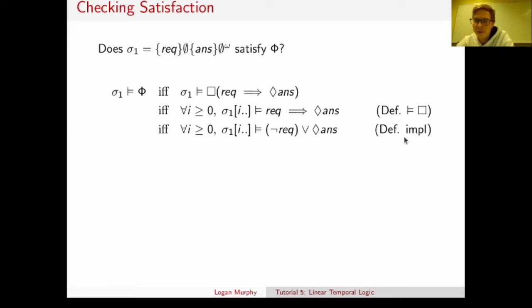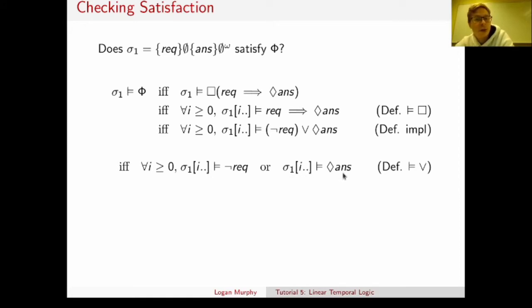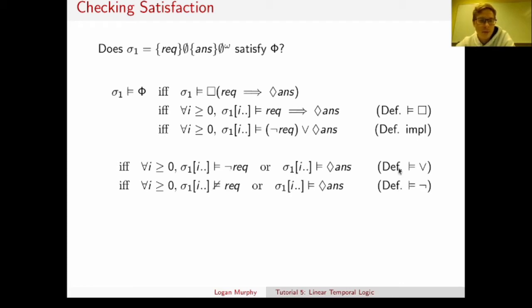Okay, that's just by the definition of implication. Now I want to get rid of this disjunction operator. And we know how to interpret disjunction with respect to the satisfaction relation. This is the equivalent sentence. It says for any I, either sigma 1 at I satisfies not rec, or sigma 1 at I satisfies eventually ands. So first let's take care of the negation, right?